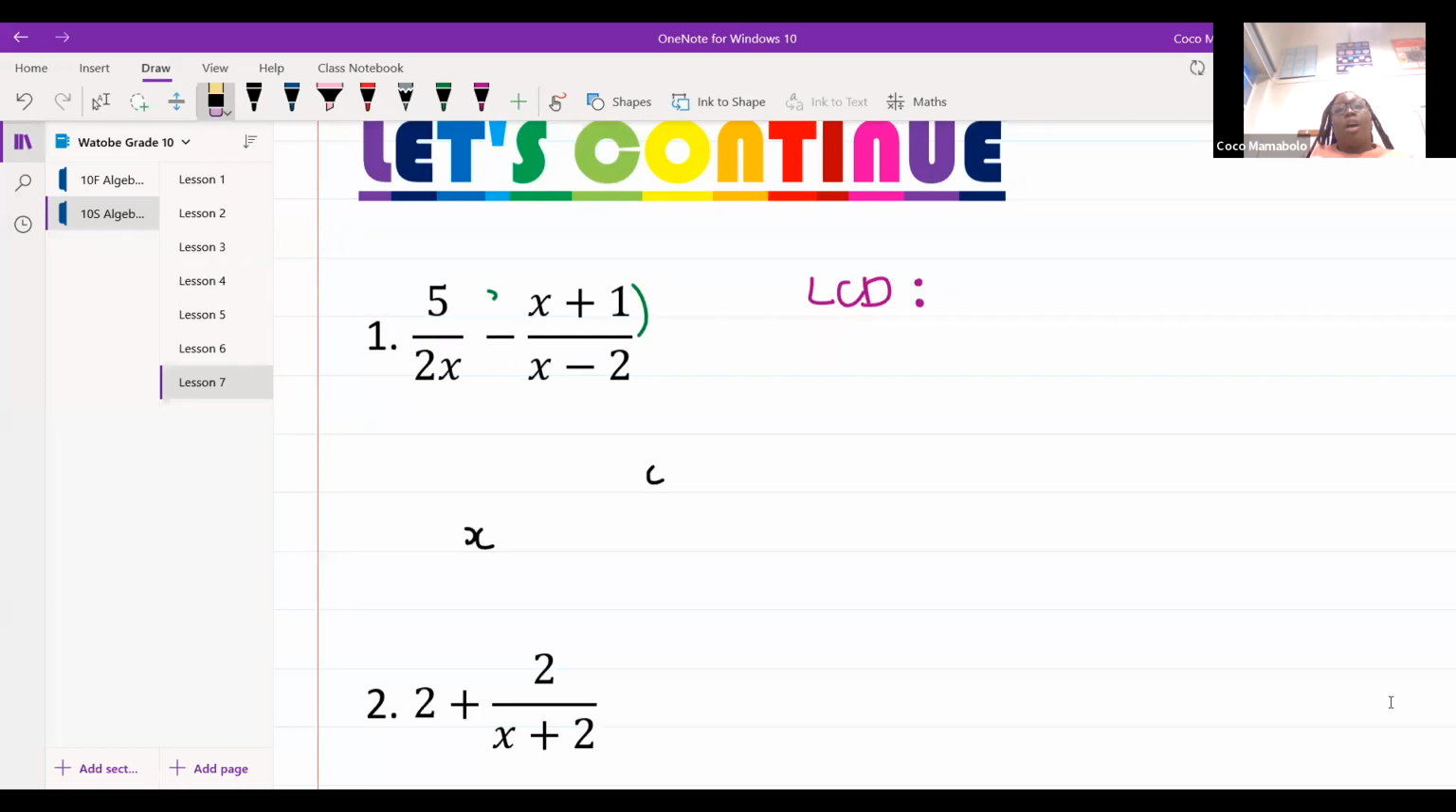Just give me a thumbs up. Do we all agree that my LCD is 2x multiplied by x minus 2? Give me a thumbs up in the chat if you agree with me. Because they don't have anything in common, I multiply them. They don't have anything in common. 2x and x minus 2, not the same thing.